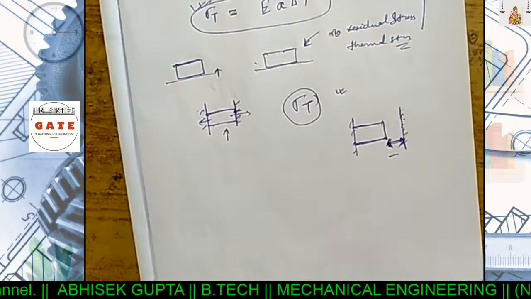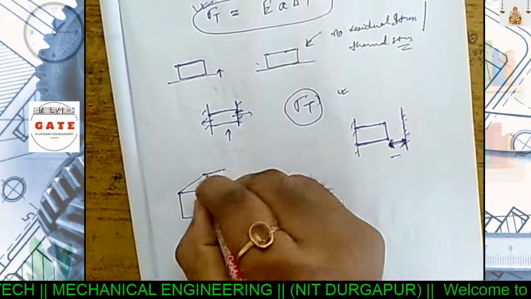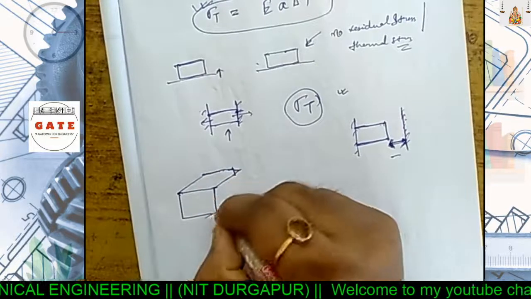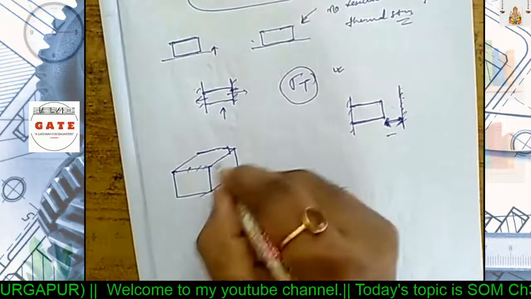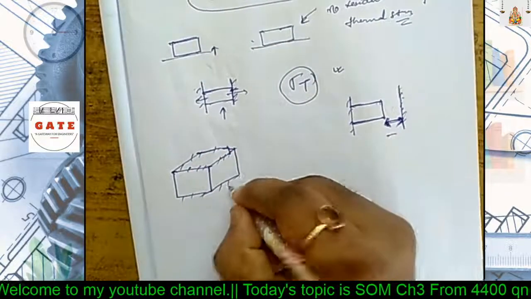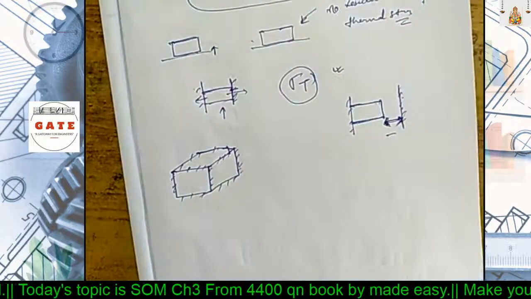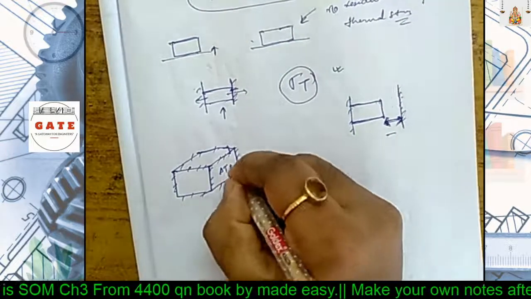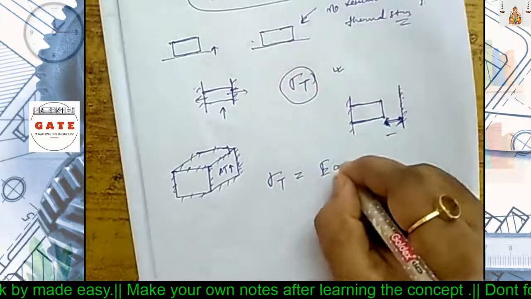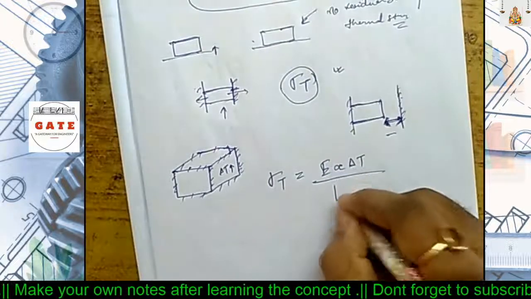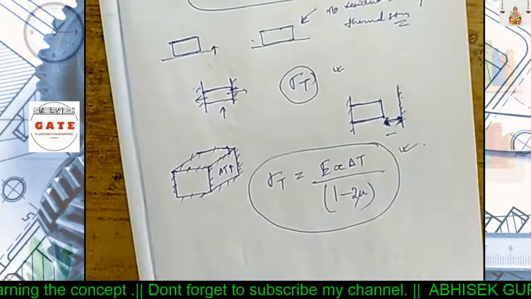Now for 3D, if all sides of a cube are fixed, meaning they are not allowed to expand, then for this case, if a rise in temperature delta T takes place, sigma T comes out to be E alpha delta T upon 1 minus 2 mu. You have to remember this formula for a 3-dimensional object, that is a cube.